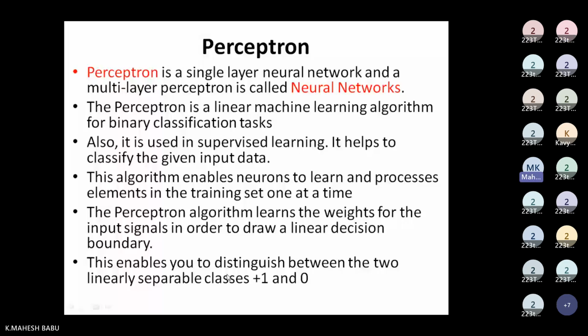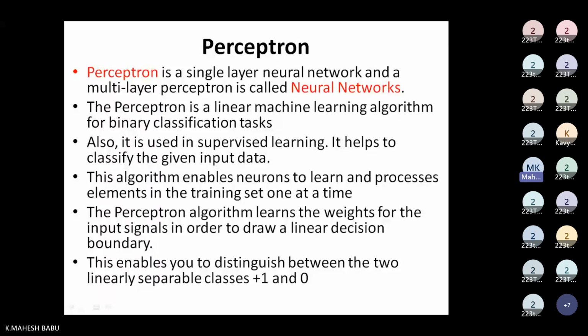The next topic is Perceptron, and better you should just note down some points related to that. Take a pen and paper, and we need to do some calculations here also. Perceptron is a single layer neural network, just like a neuron. It's a single layer neural network, and multi-layer perceptrons we can call directly as the neural networks.